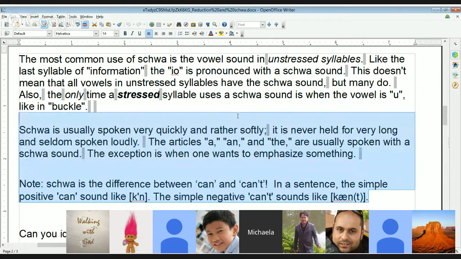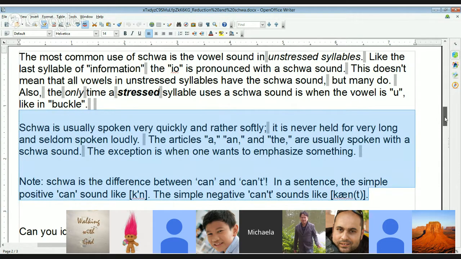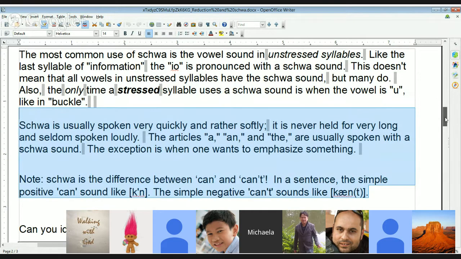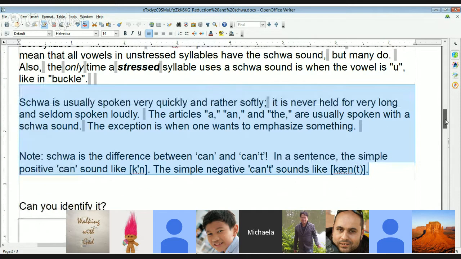Schwa is usually spoken very quickly and rather softly. It is never held for very long and seldom spoken loudly. The article a, and the are usually spoken with a schwa sound. The expression is when one wants to emphasize something. Note, schwa is the difference between can and can't. In a sentence, a simple positive can sounds like can. The simple negative can't sounds like can't.